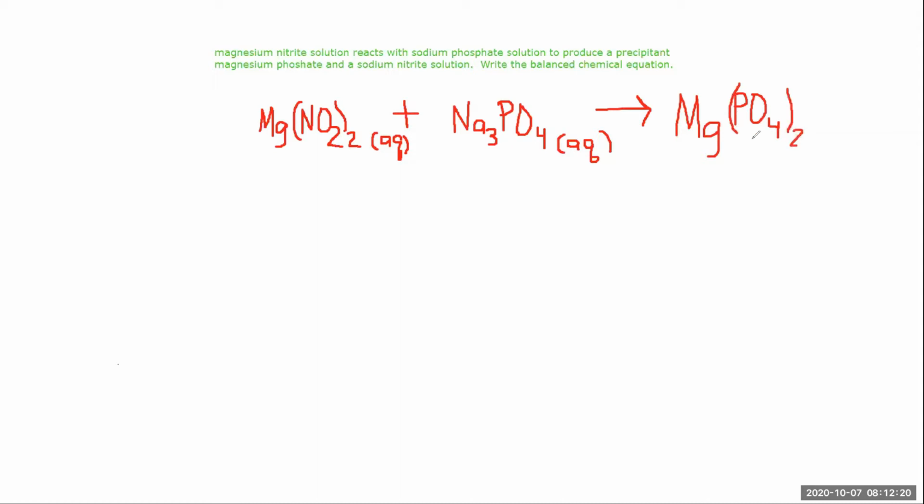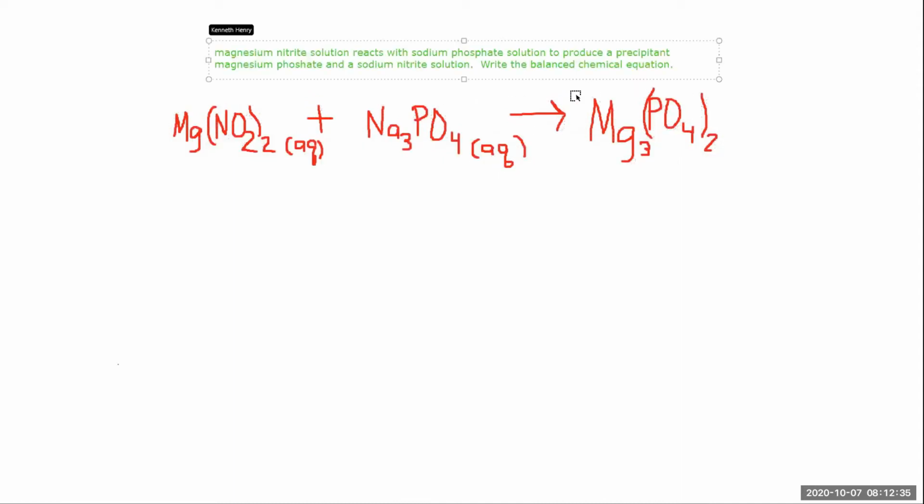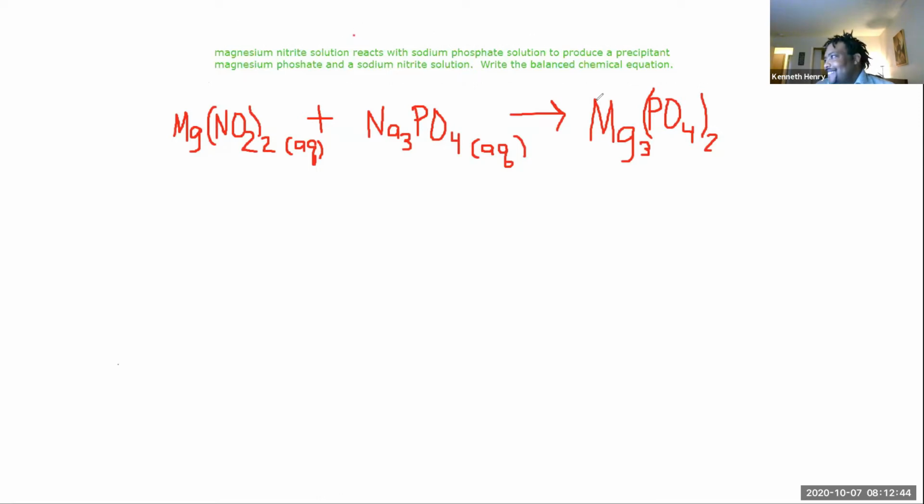Okay. And then that would be a, I don't know, precipitate. I forgot what that one was. What is a precipitate? Solid. So I always think of precipitate as in drops, so something dropping out. So a solid.